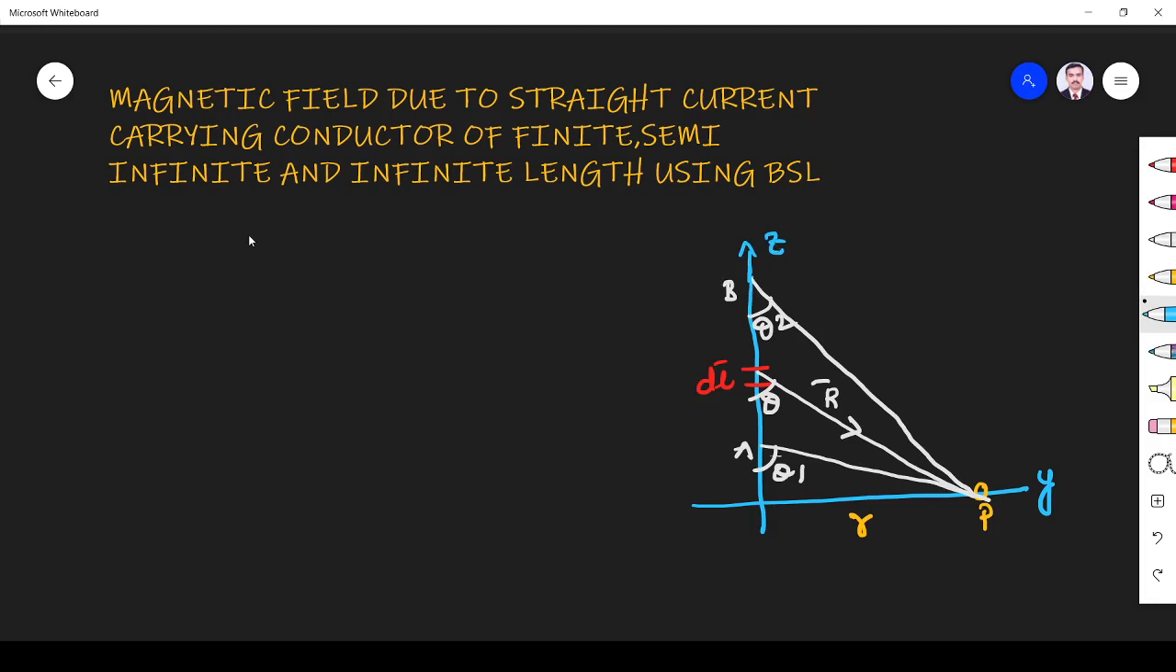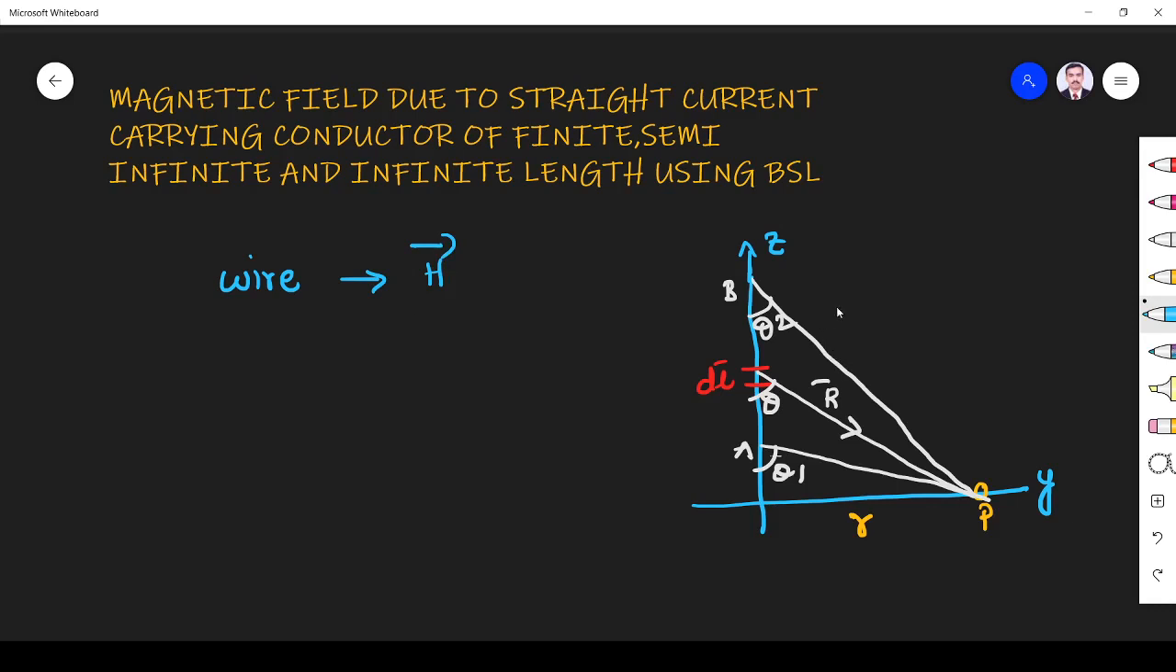So what is a current carrying conductor? Simply, it is nothing but our wire. When current flows through a wire or any conductor, what is the magnetic field produced? What is the expression? That's what we are going to derive in this session.